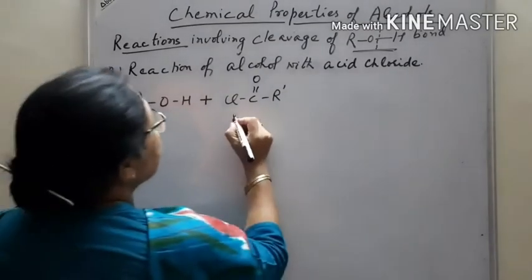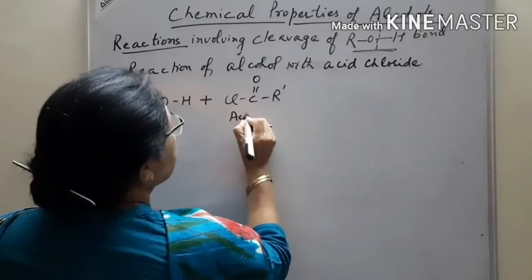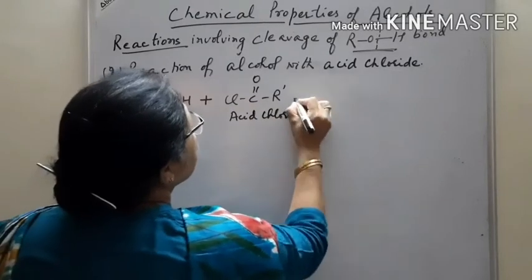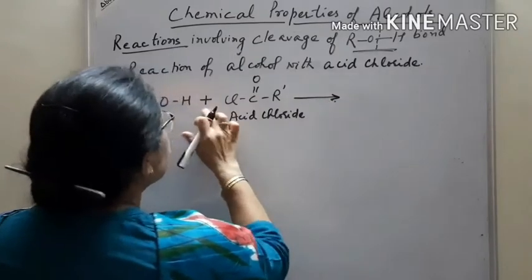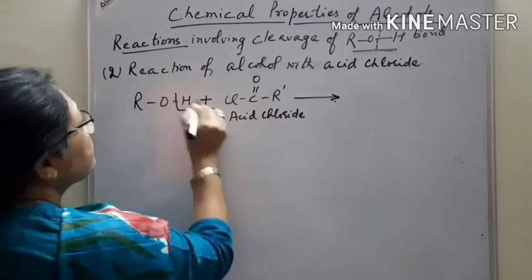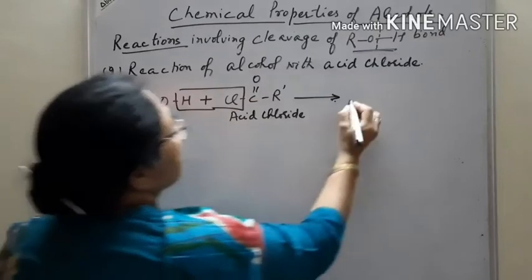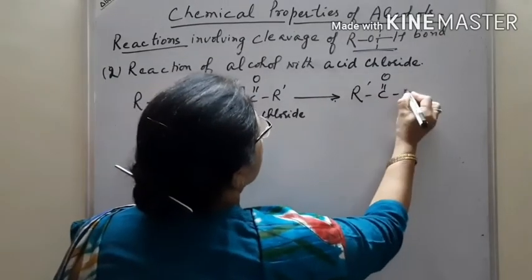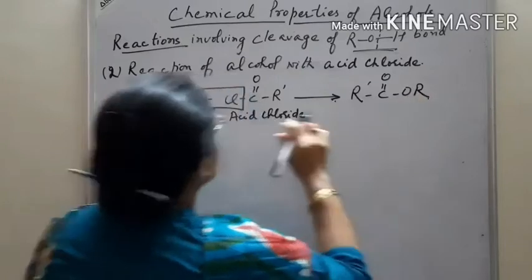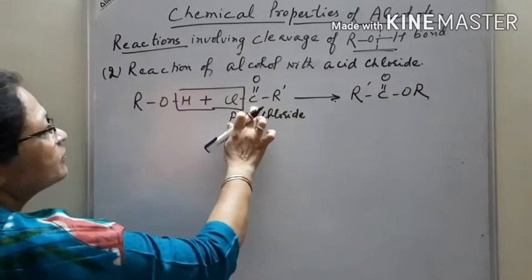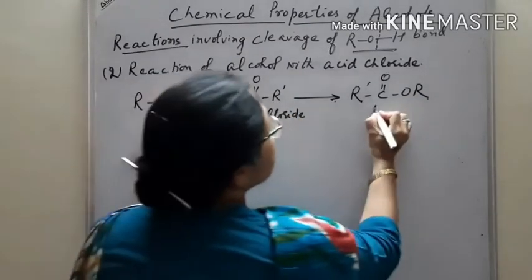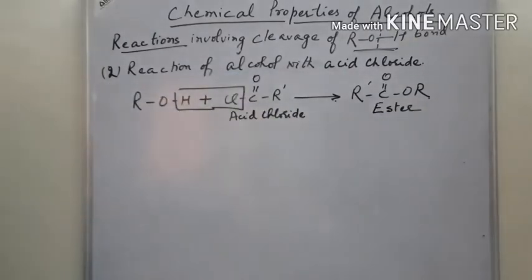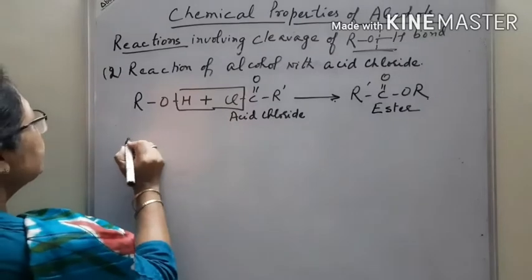This is the acid chloride, right? This one reacts, HCl is removed and R dash COOR, right? R dash C double bond O, OR, ester has been formed. Ester has been formed.